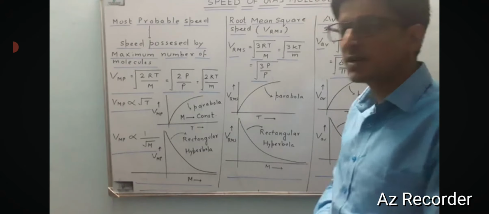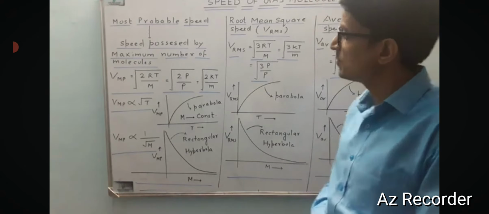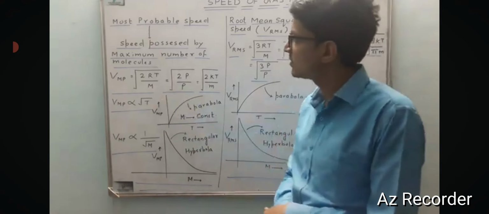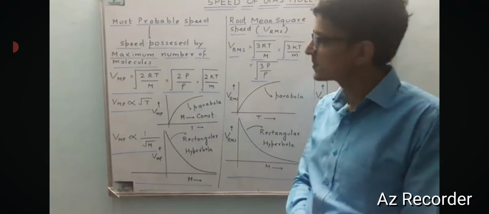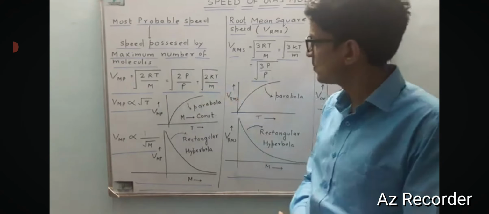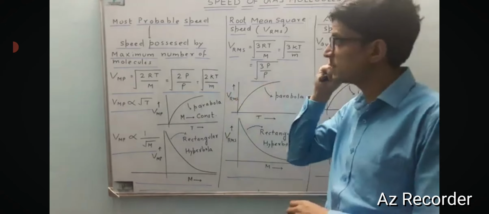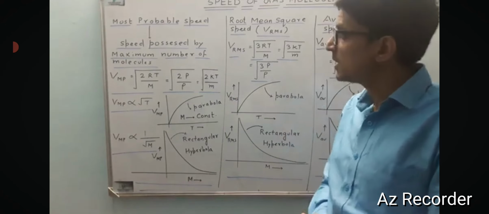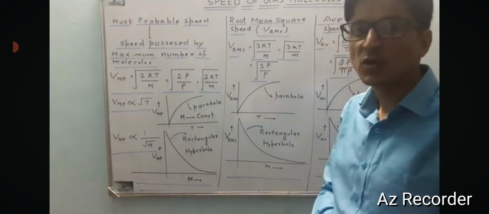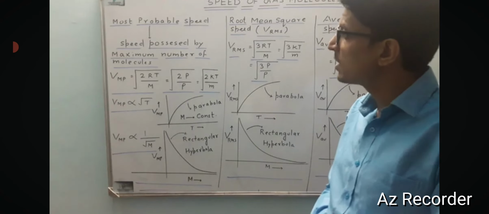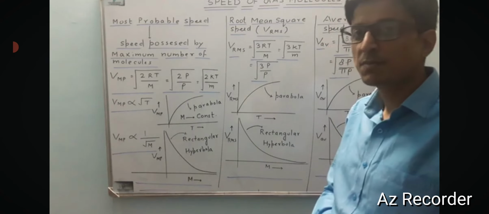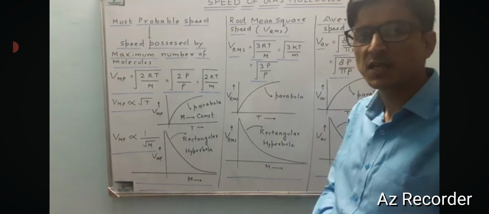Maxwell through his experiments assigned the value root 2RT by M to the most probable speed, which is also equal to root 2P by rho, which is also equal to root 2kT by m. Here R is gas constant, M is molar mass in gram, T is the temperature, P is the pressure, rho is the density, k is Boltzmann constant, and small m is the atomic mass in AMU.